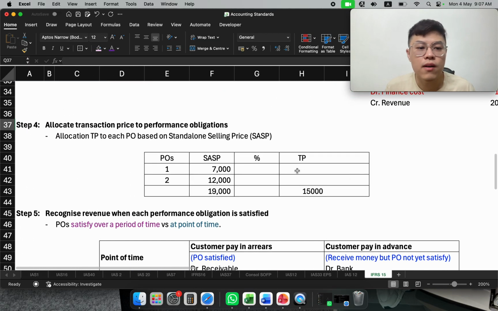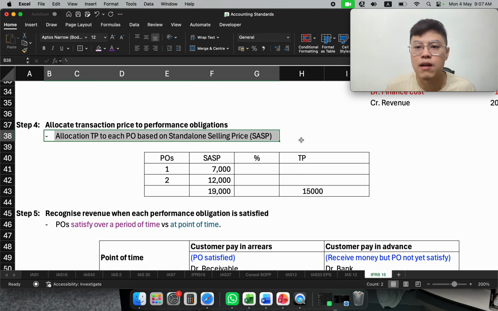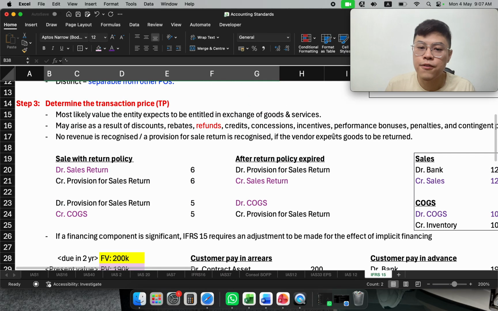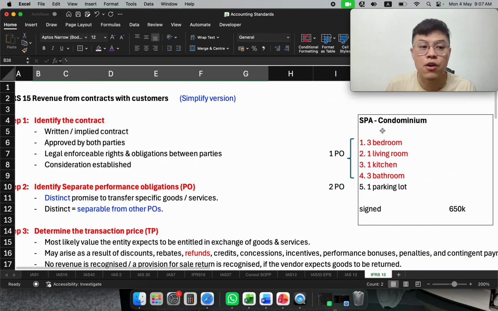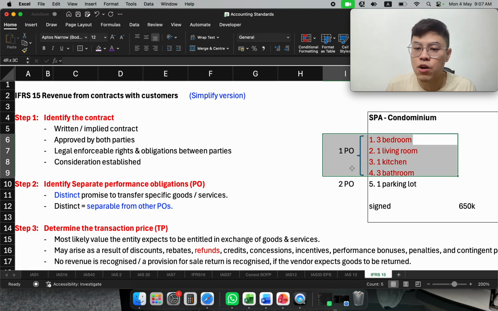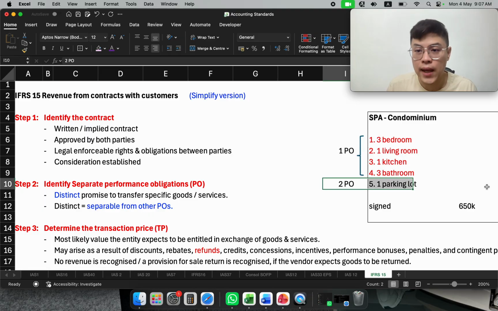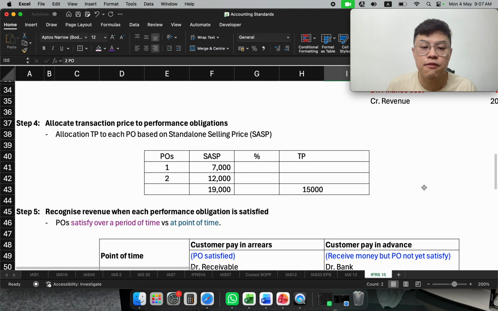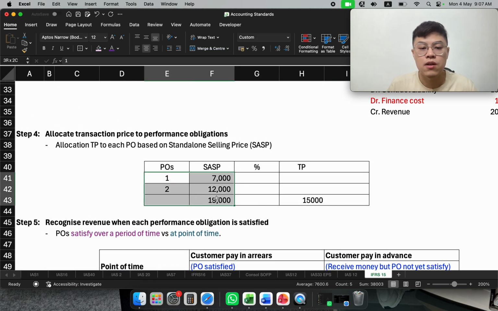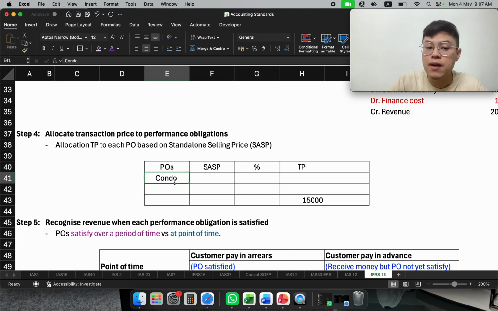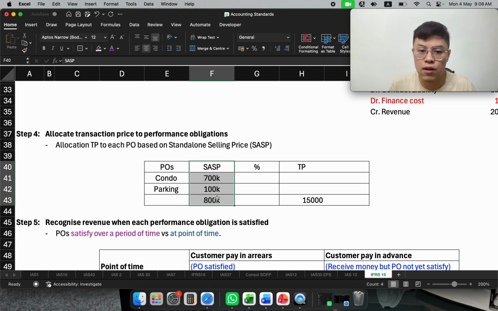And step number 4, allocate transaction price to performance obligations. This will be allocated based on stand-alone selling price. So for the items that we identified just now, going back to example number 2, we have the condominium as one PO, and the second PO is the parking lot. So if I tell you that my condominium I can sell at 700,000 and my parking lot I can sell at 100,000, so the total is 800,000. This is the normal selling price. We call it the stand-alone selling price.